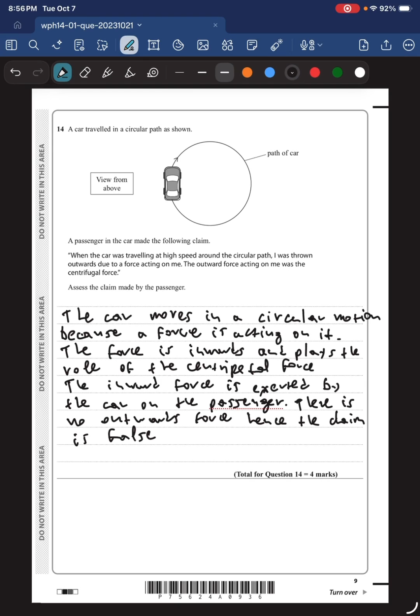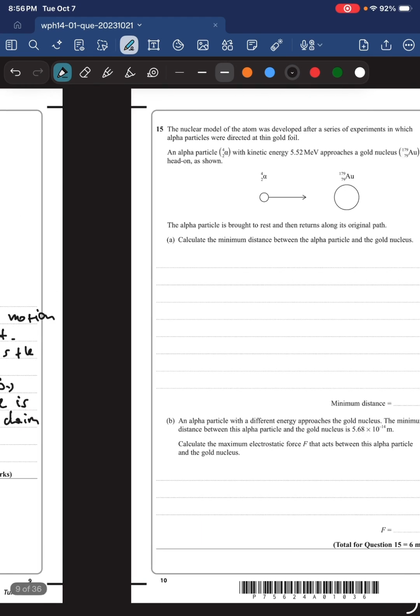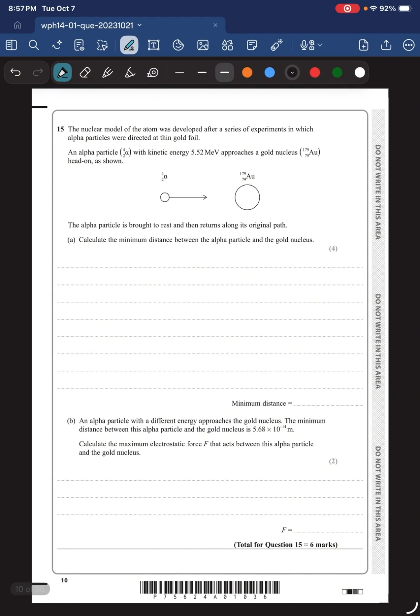Okay, the centrifugal force mentioned is a fictitious force, it's not a real force. The only real force is the centripetal force that acts inwards. Okay, and the passenger is wrong. So let's move to the next question.